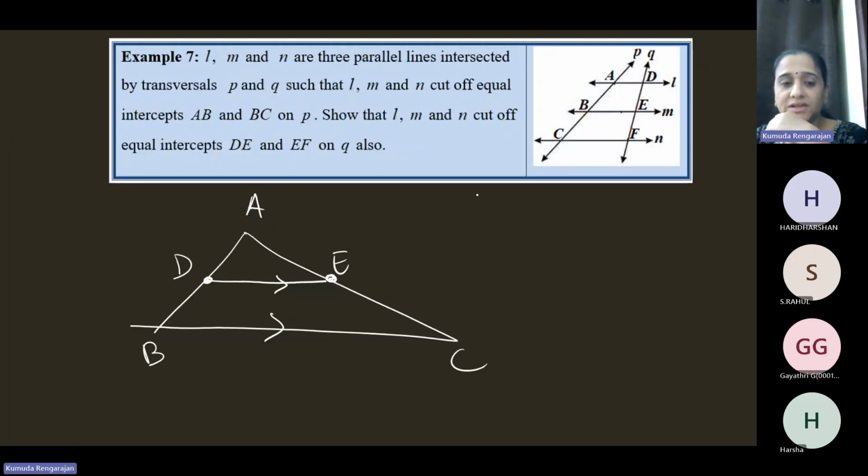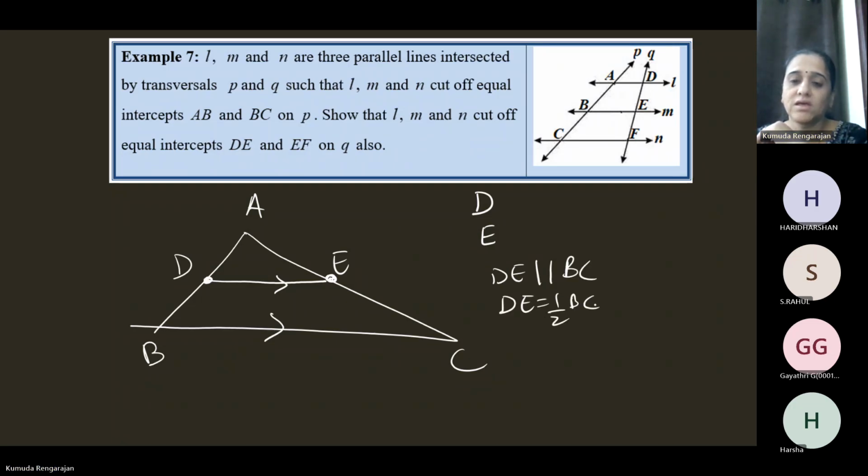Midpoint theorem: D is the midpoint of AB given, E is the midpoint of AC given. By the midpoint theorem, DE is parallel to BC, DE is equal to half BC. Converse of the midpoint theorem: only D is the midpoint of AB and DE is parallel to BC given. Result, E is the midpoint of AC. That's all. Only one result. E is the midpoint of AC. Only one result for the converse of the midpoint theorem.